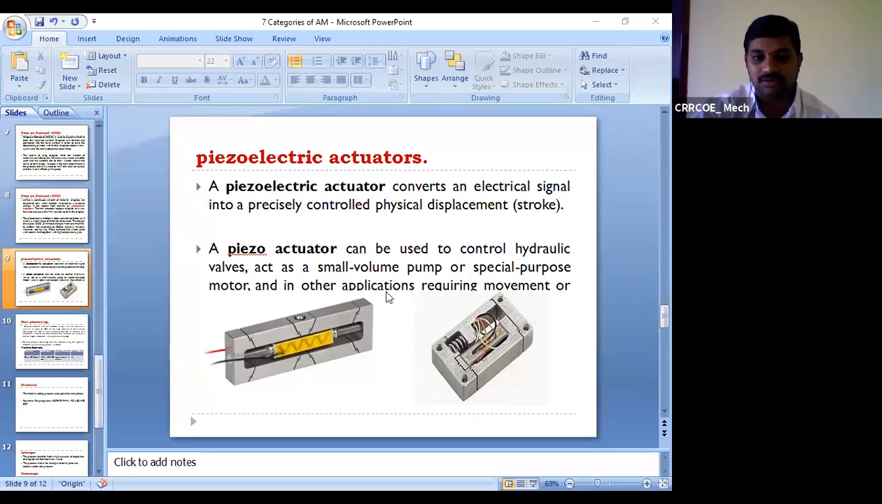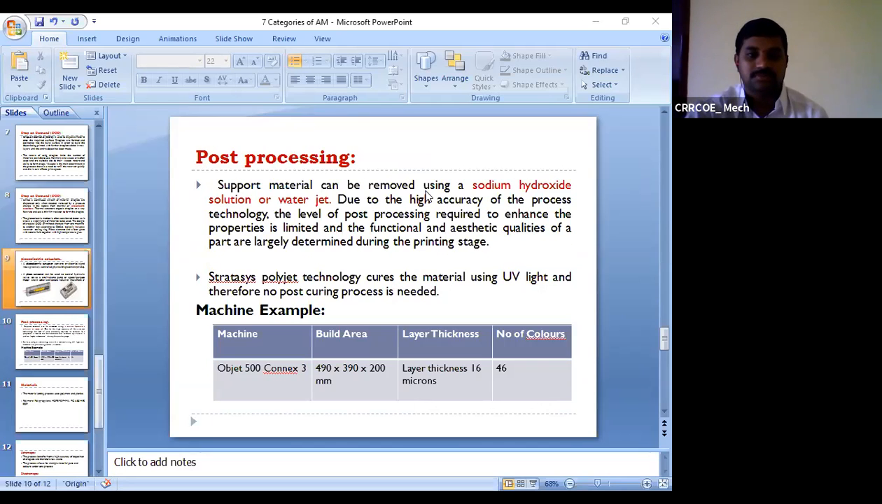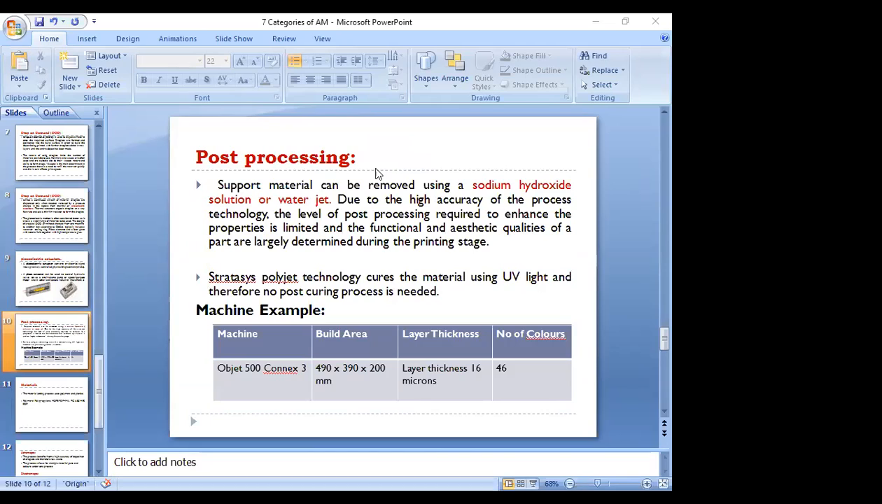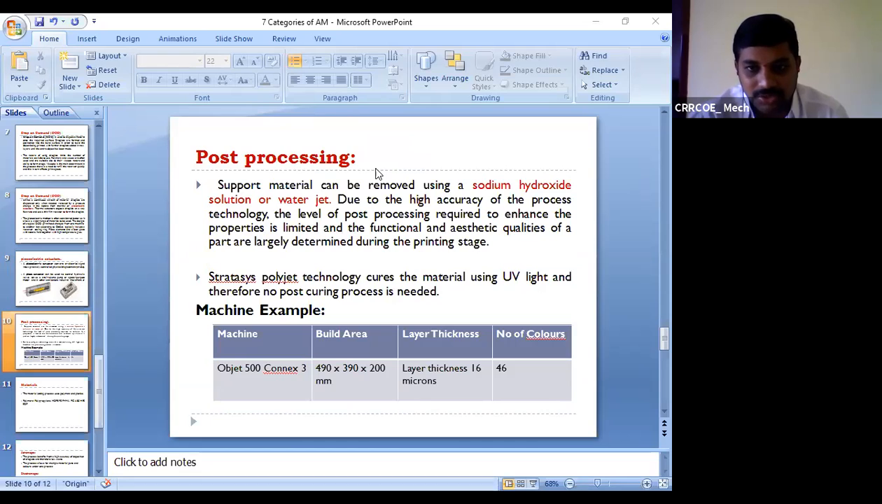So wherever movement is required, we can use these piezo actuators, and most of the hydraulic components will be controlled by piezo actuators. Now, post processing. Supporting material can be removed by using sodium hydroxide solution or water jet. Definitely, after the building or development of the part has been completed.